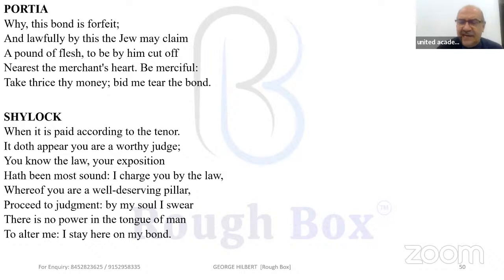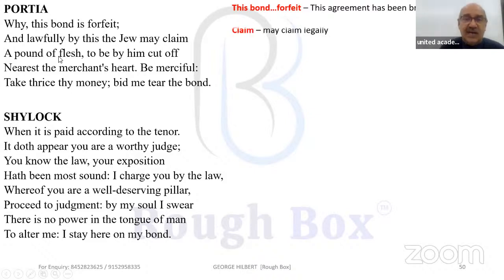And the last slide. Portia says, why then? This bond is forfeit. Very well then. This bond, this agreement, this document has been breached, has been broken by Antonio. And lawfully by this, and legally, according to this bond, the Jew may claim a pound of flesh. Shylock can claim a pound of Antonio's flesh to be by him cut off nearest the merchant's heart, to be cut off and taken from close to Antonio's heart.